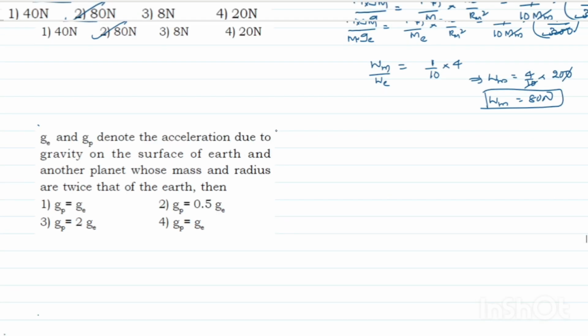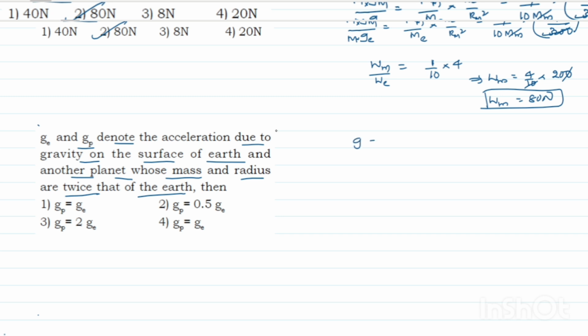Let us see the next question, students. Here if g and gp denote the acceleration due to gravity on the surface of the Earth and another planet whose mass and radius are twice that of the Earth, then they are asking the gp by ge ratio.